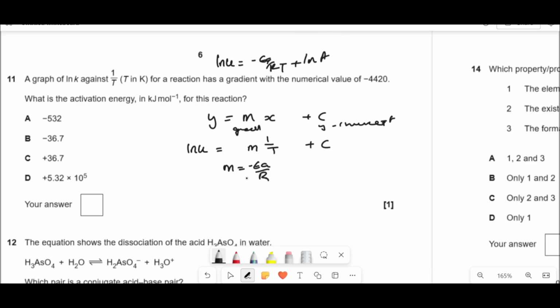So they've told us that this gradient is minus 4420, which is minus Ea over R. So if we times both sides by R, which is 8.31, then you would get minus Ea is equal to minus 4420 times 8.31. And you can flip the signs as well, so Ea would be this, but the other sign. If I do that, I get 36730.2, right? And it's positive. However, the equations all work in joules per mole, and this is asking for kilojoules per mole, so we have to divide it by 1,000, so it's actually 36.73. So by that, it's got to be C.